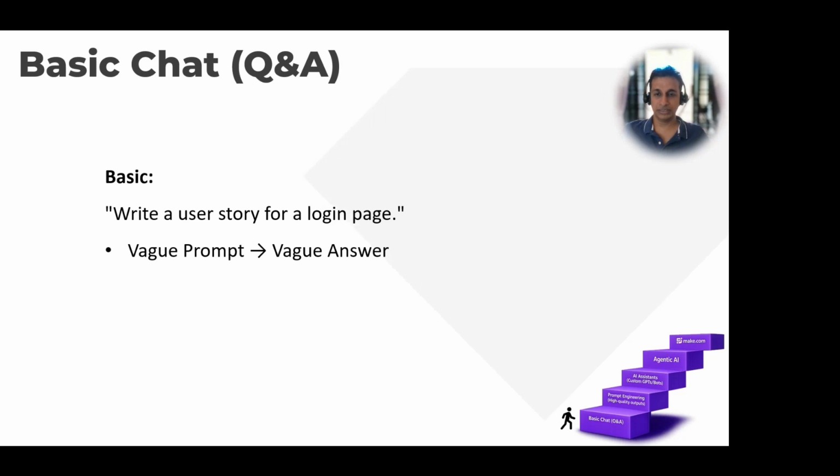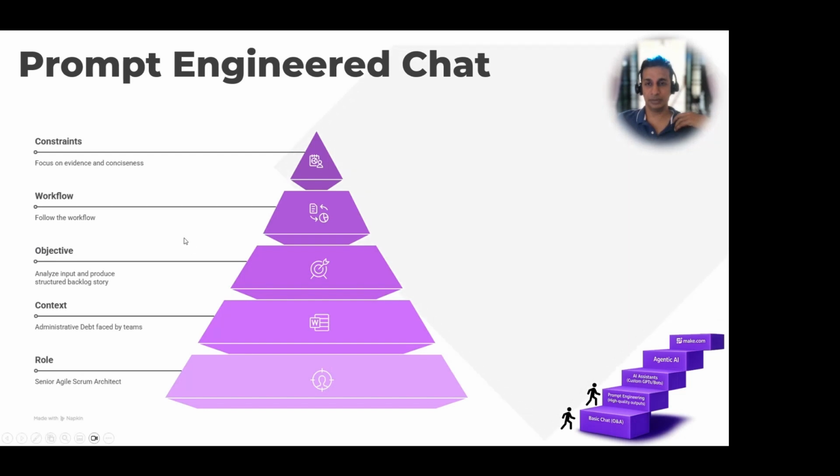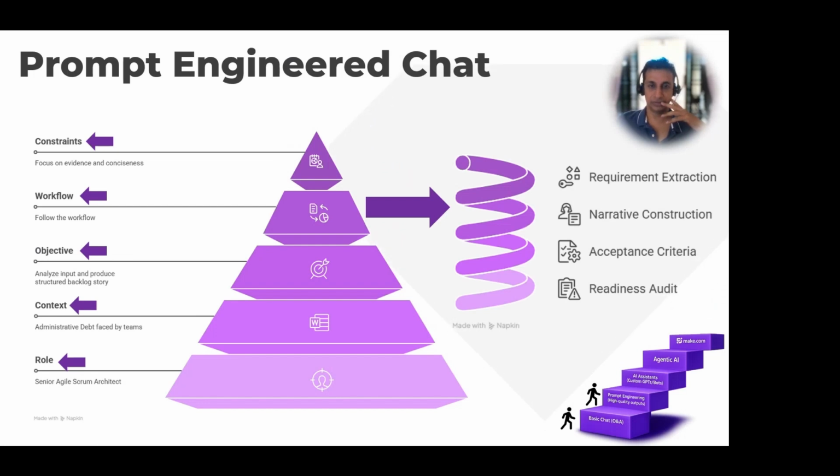There's a famous saying, garbage in, garbage out. So a basic prompt gets a basic answer. If you don't prompt properly, you'll get a bad answer. Now let's look at prompt engineering. The AI goal, objective, and instruction are organized in a structured prompt engineering framework shown in this pyramid, which groups the instruction into role, context, objective, workflow, and constraint. With this structured prompt, you will get a very accurate answer.